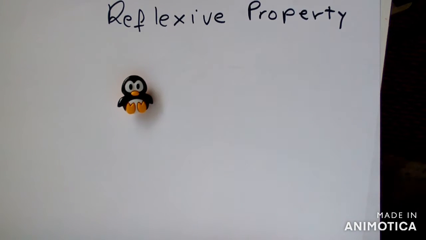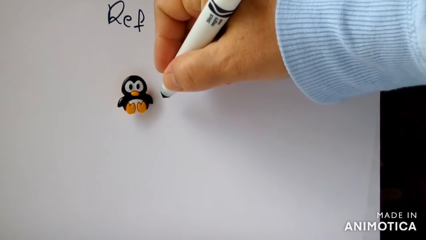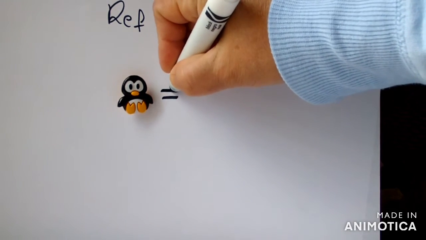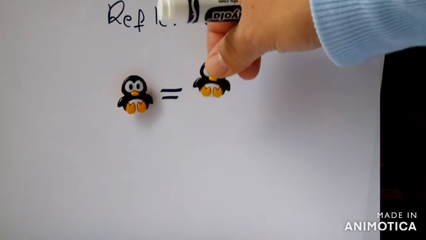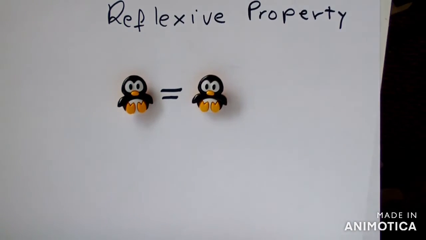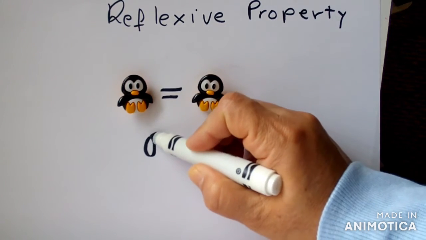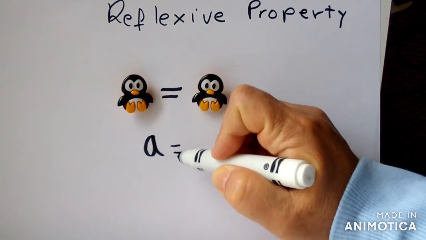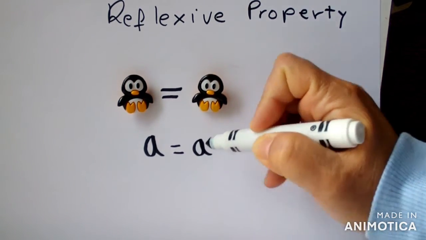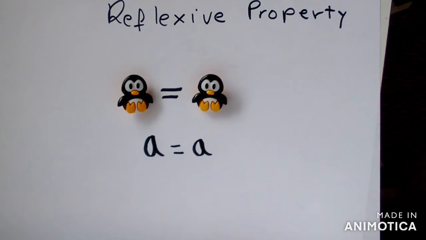Reflexive property. Reflexive comes from reflection. Let's imagine there is a mirror. So the penguin is equal to the penguin, right? You are the same as yourself. If we use variables, we can say A is equal to A, equal to itself. That's reflexive property.